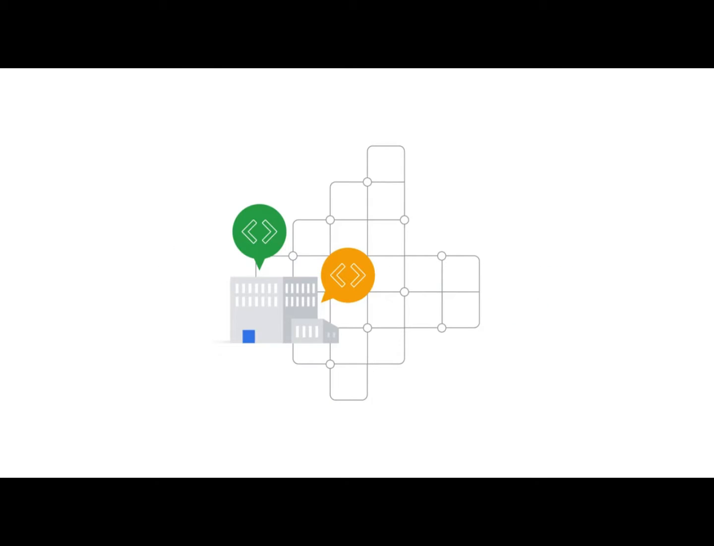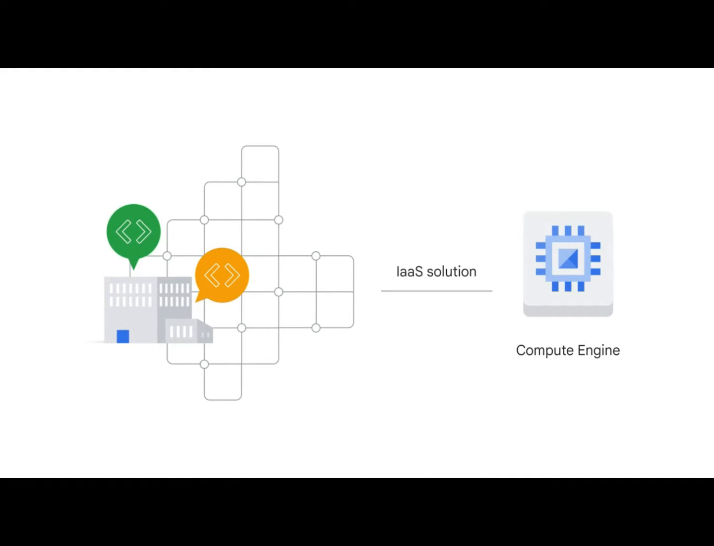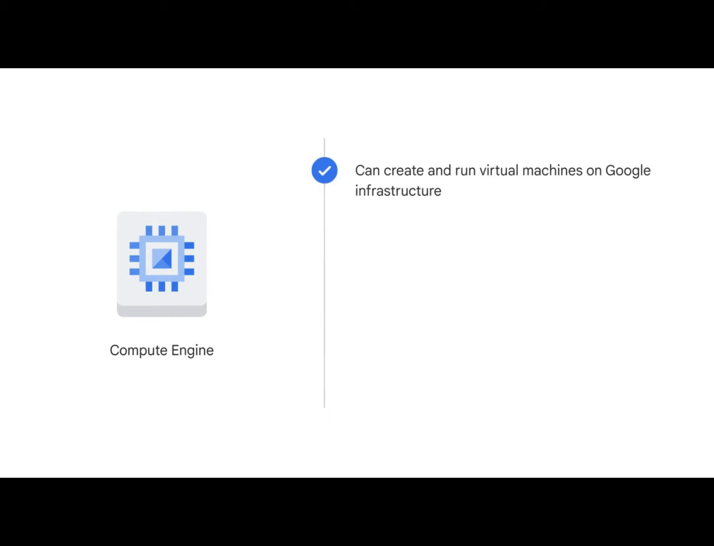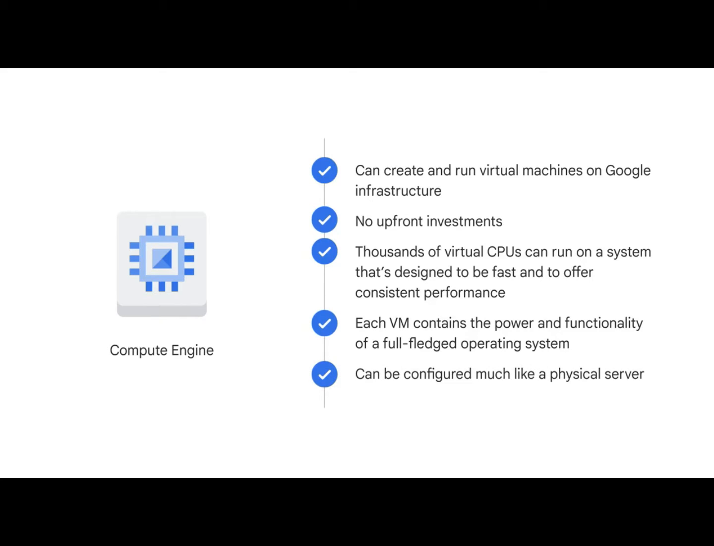Earlier in the course, we explored Infrastructure as a Service, or IaaS. Now let's explore Google Cloud's IaaS solution, Compute Engine. With Compute Engine, users can create and run virtual machines on Google infrastructure. There are no upfront investments, and thousands of virtual CPUs can run on a system that's designed to be fast and to offer consistent performance. Each virtual machine contains the power and functionality of a full-fledged operating system. This means a virtual machine can be configured much like a physical server by specifying the amount of CPU power and memory needed, the amount and type of storage needed, and the operating system.